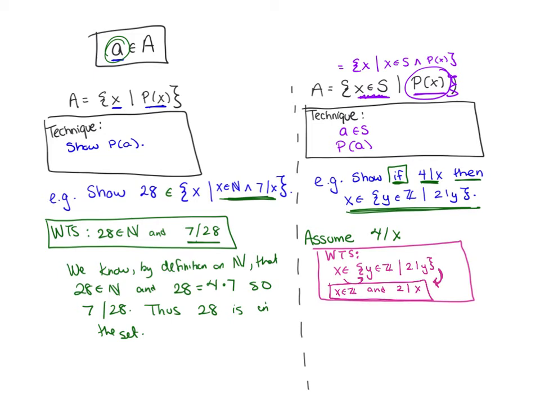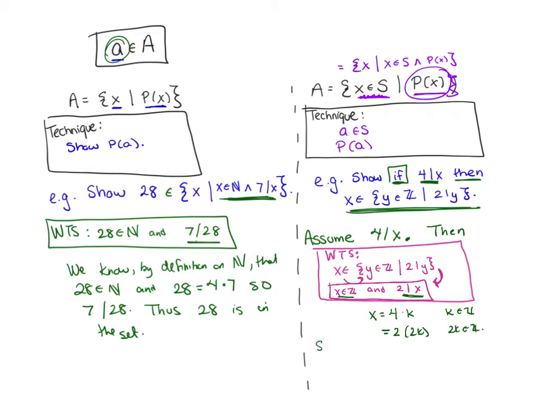And overall, this is a conditional proof. So I know where I'm heading. So assume 4 divides x, then by definition of divides, x is equal to 4 times k, where k is in Z. I want to try to show that x is an integer and that 2 divides x. So I'll say that this is equal to 2 times 2k, where 2k is in Z.